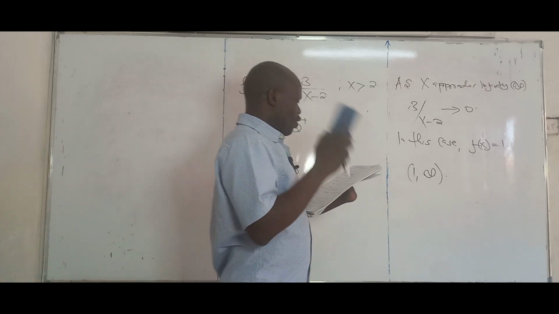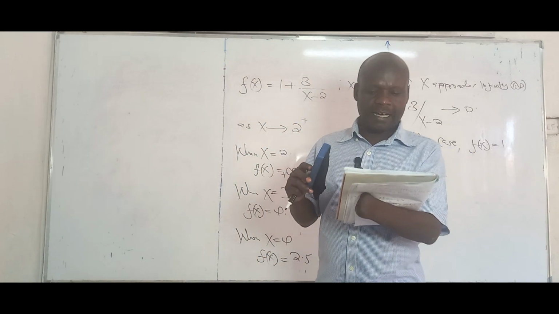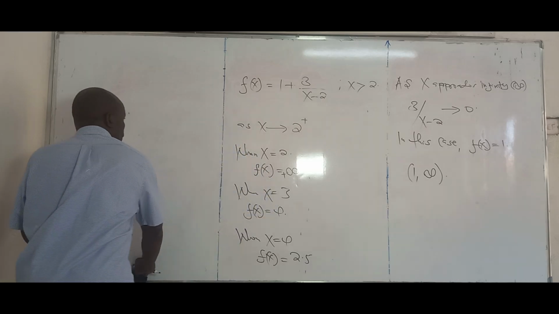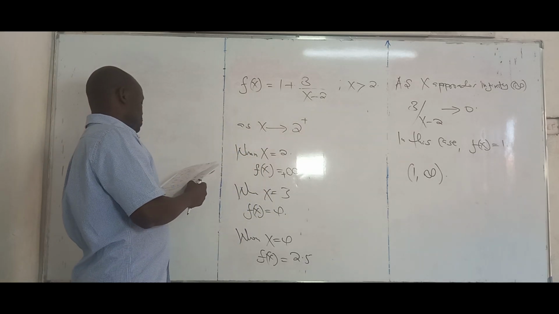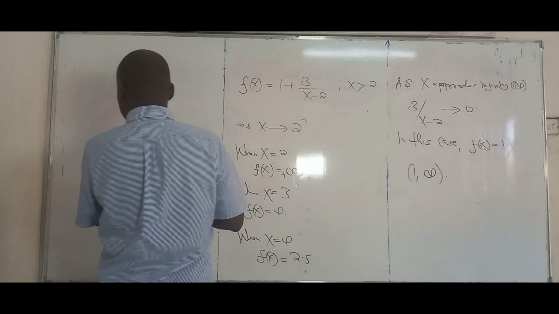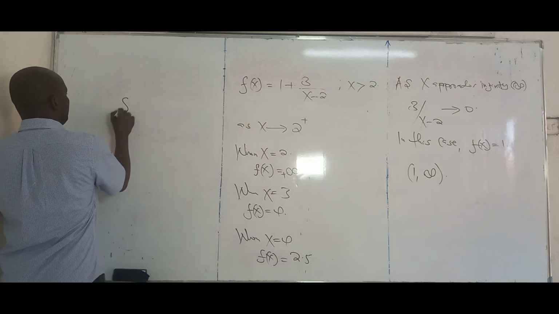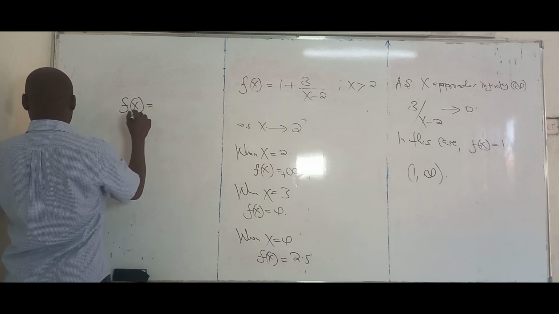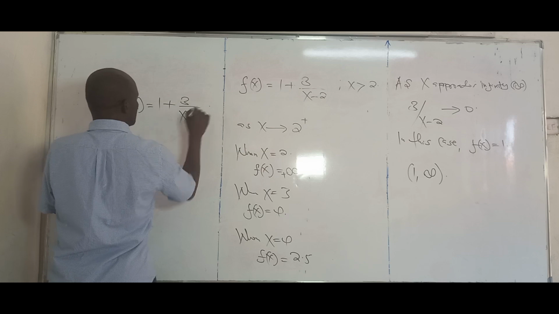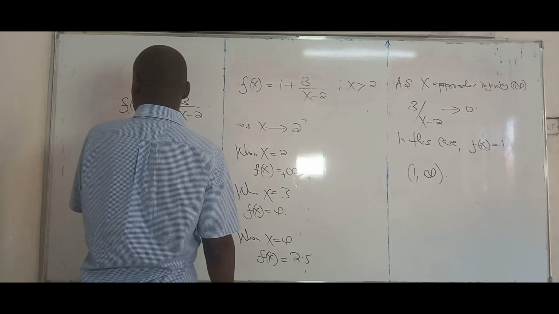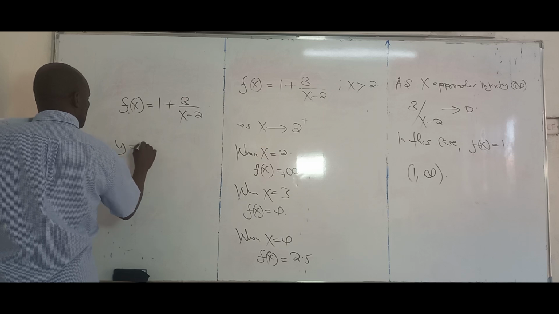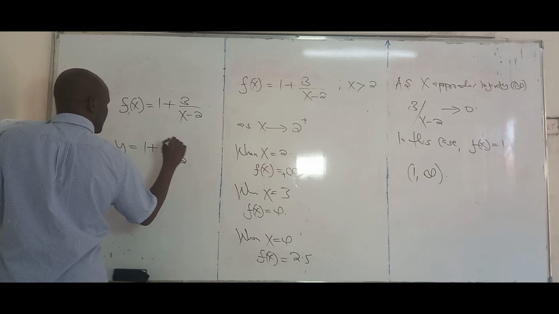Well, that's that. Obtain an expression for f inverse of x and state the domain of f inverse. So we are supposed to obtain an expression for f inverse of x. We have f of x equal to 1 plus 3 over x minus 2. That's what we have. And essentially this is y equal to 1 plus 3 over x minus 2.